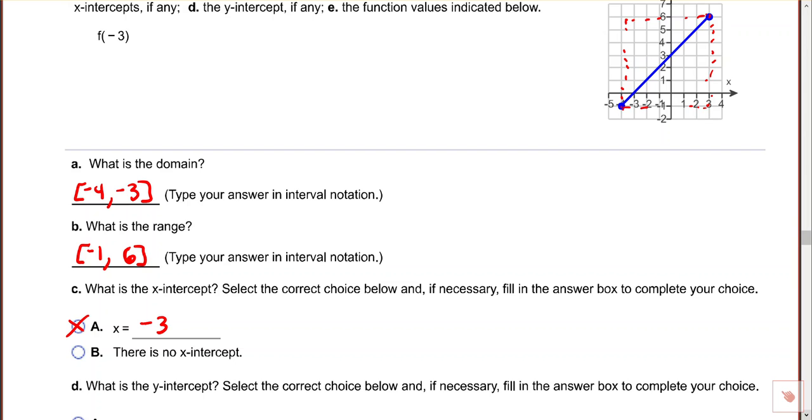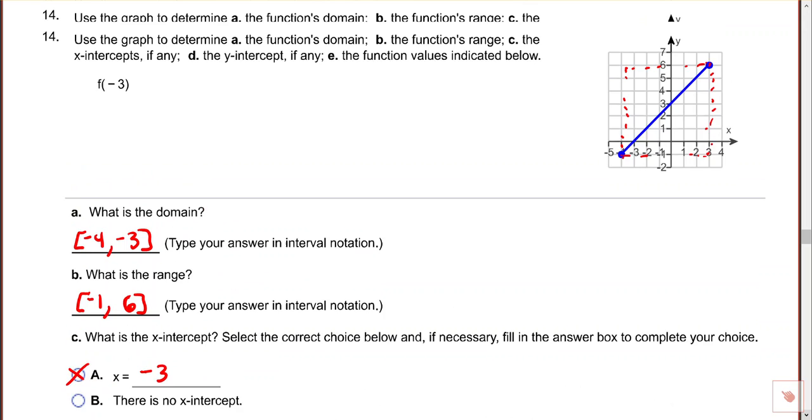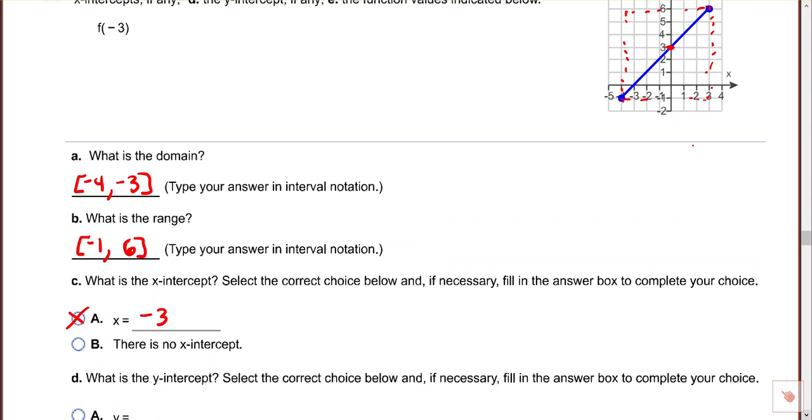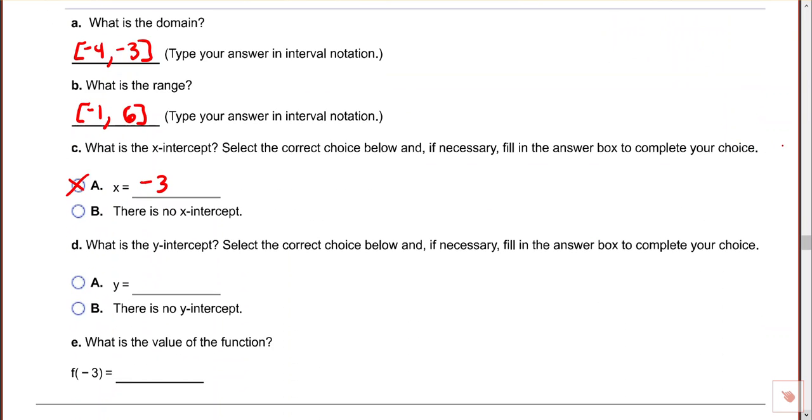What about the y-intercept? The y-intercept is where the graph crosses the y-axis. So we look at the y-axis, and we see right here that the graph crosses the y-axis where y equals 3. So yes, we do have a y-intercept where y equals 3.